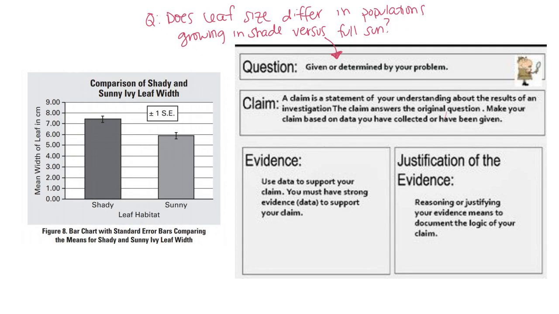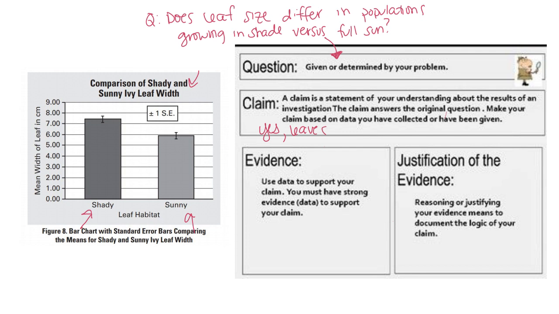So I'm going to walk you through what a CER looks like. Here's our question from the previous videos. Does leaf size differ in populations growing in shade versus full sun? What is our answer to that? Well, this is the data that we collected, and we know now what this means. They're different populations from each other. The shady ones on average are bigger. They have a larger mean width compared to the sunny ones, the leaves. So our answer is yes.